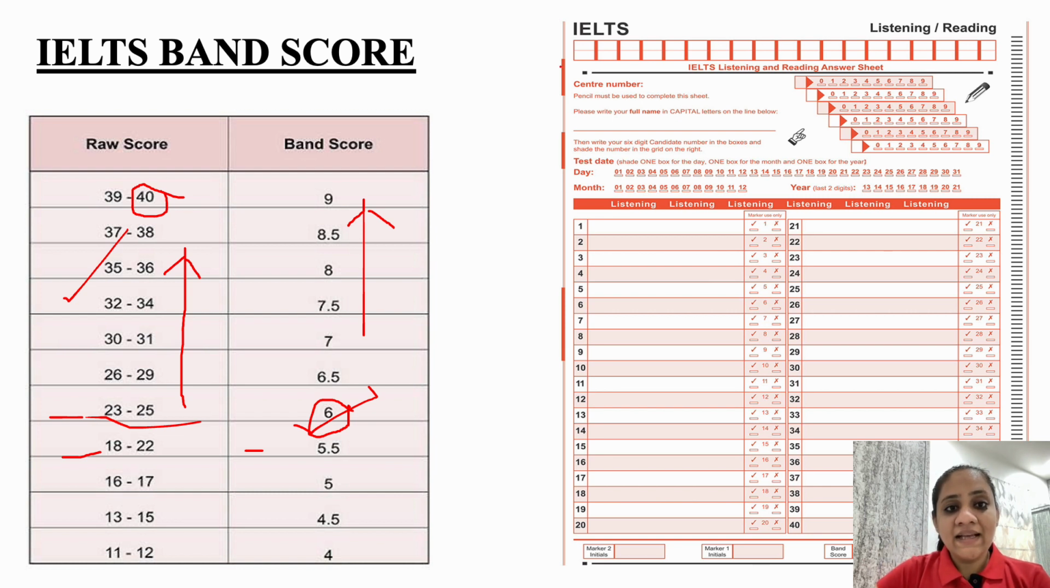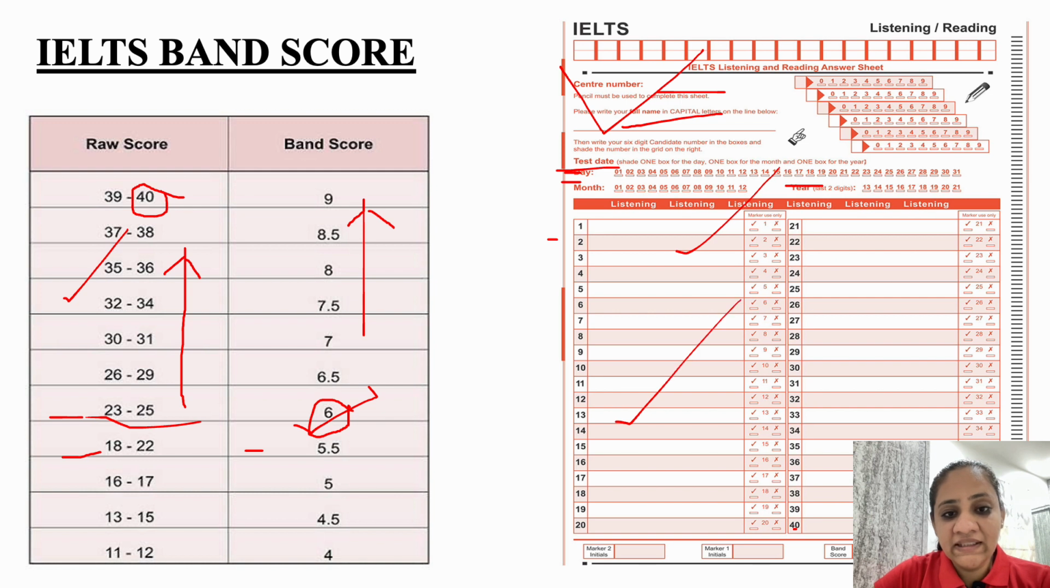I have just shown you the answer sheet of the IELTS listening test. This kind of answer sheet will be there in the test. Here you have to write the center number, and you have to write your full name, the test date, day, month and year. Questions 1 to 40 are numbered like this. Whatever the answer is, you have to fill it in the given blanks, and the score will be given by the examiner here.